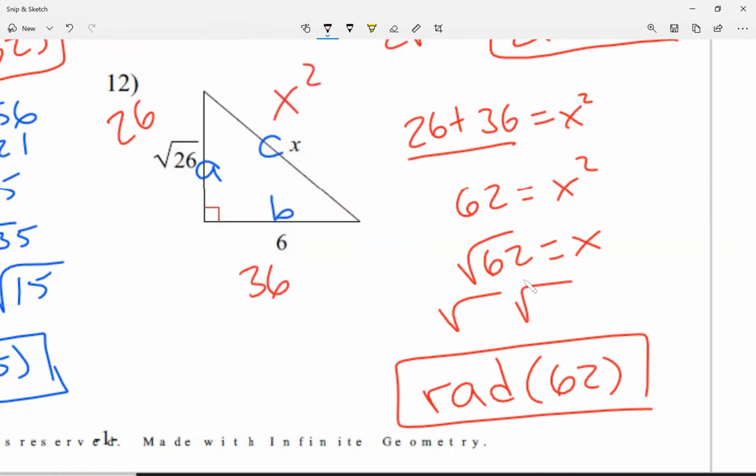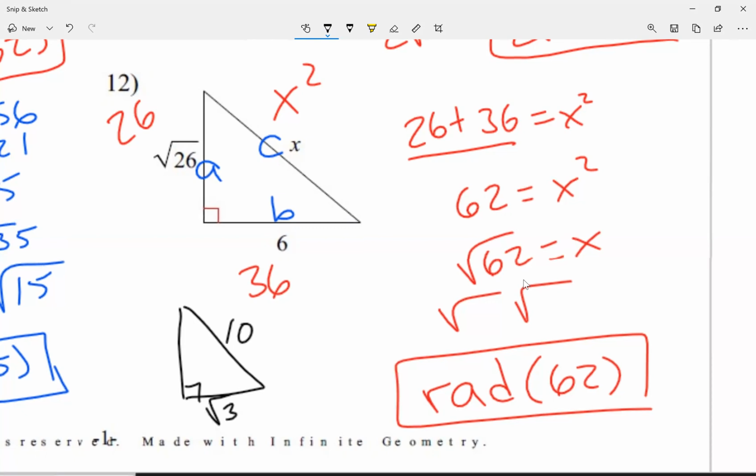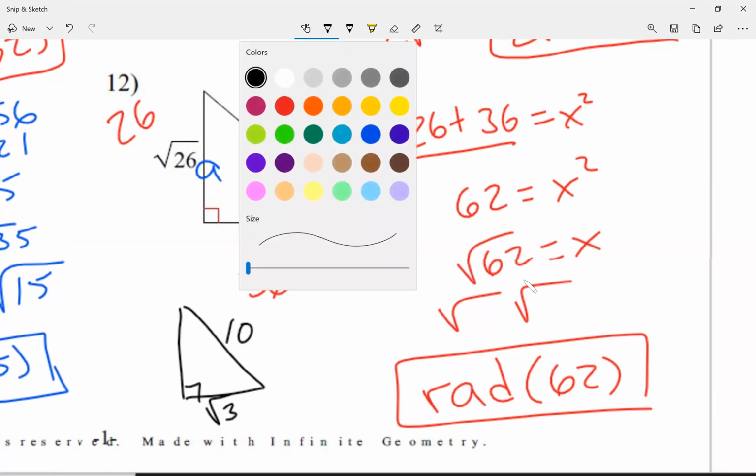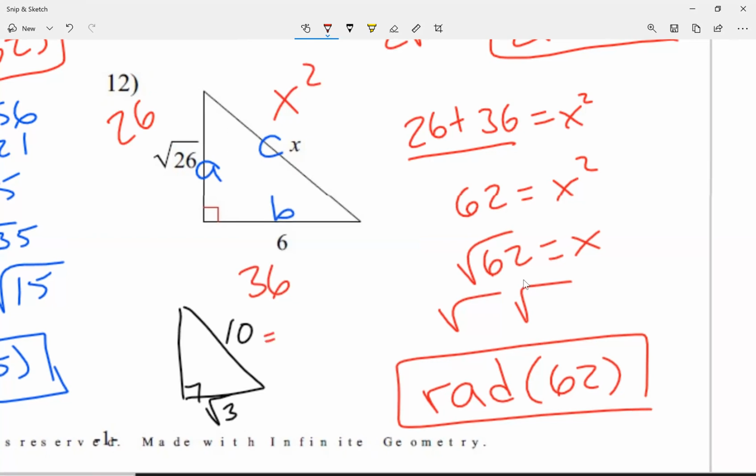Now, one thing you guys are gonna deal with in your homework is that one of your triangles, let's come up with a triangle here. When you're squaring a whole number, it's easy, right? When you're squaring a radical, let's just have a radical 3, it's easy. Because when you square 10, right? 10 squared is 100. When you square a radical, you just get the number on the inside.